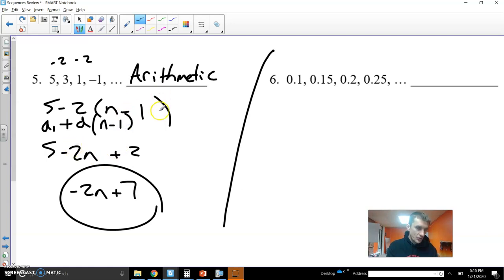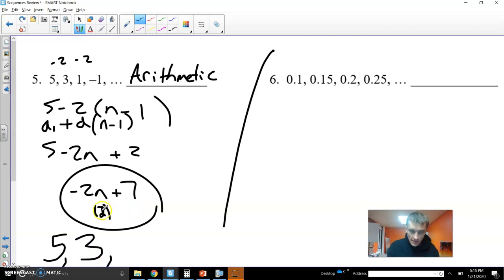And so we're going to distribute. We're going to combine like terms. And you always want to just mentally check, does this actually work? If I start plugging in values, -2 times 1 would be -2, plus 7 is 5. You do, in fact, get the first number out when you plug in 1. So now let's plug in 2. -2 times 2 would be -4. -4 plus 7 is, in fact, 3.